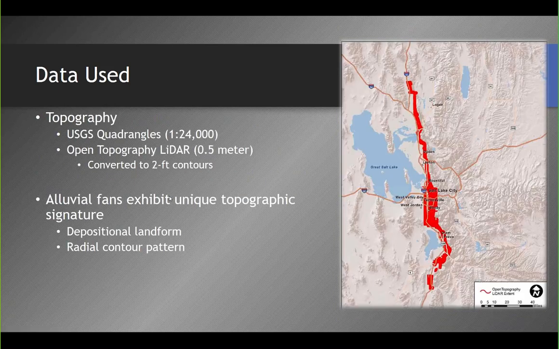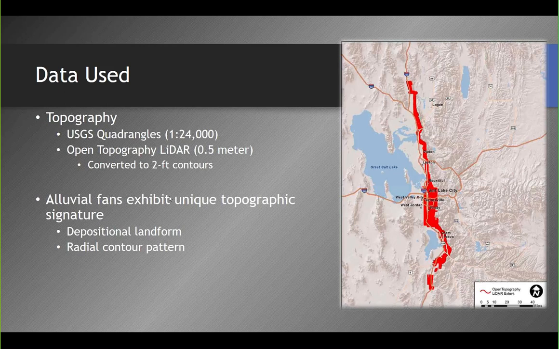So the next major data set we used was topo, and we used two large data sets. One, the USGS quadrangle maps that you're all familiar with, the 1 to 24,000 scale maps, which are dated. Those aren't as actively updated anymore, but they do have some really good information on them.